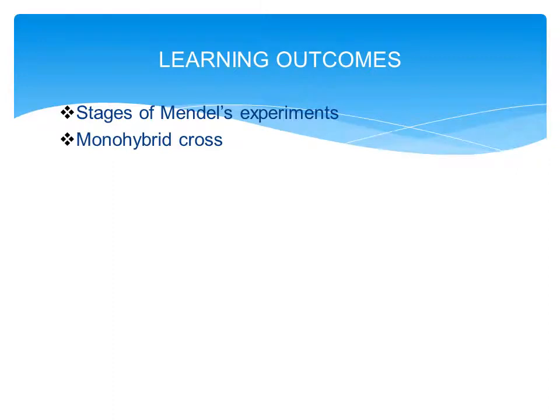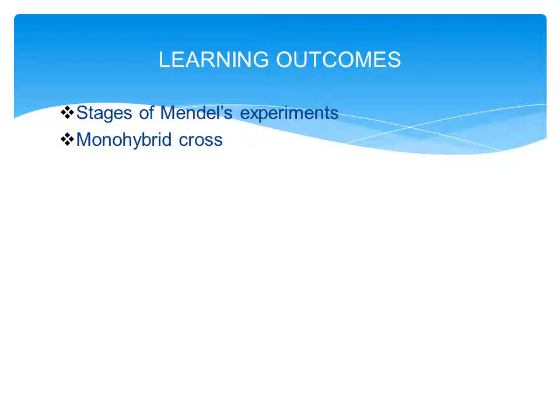In this lesson I have kept it to a very small portion, because heredity is a new part and it is quite difficult to understand. When you are aware of the stages of Mendel's experiment and the monohybrid cross, only then can we move on to the dihybrid cross. So by the end of this lesson we will know what the stages of Mendel's experiment are and what a monohybrid cross is.